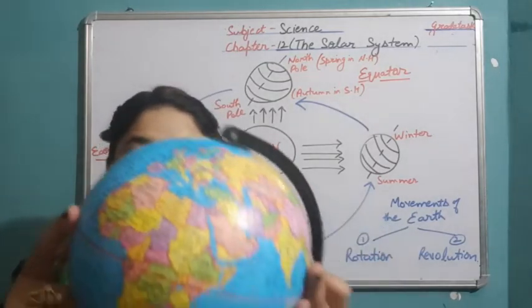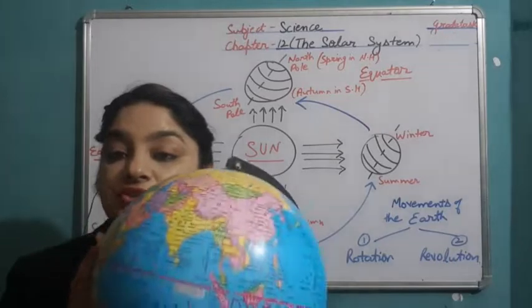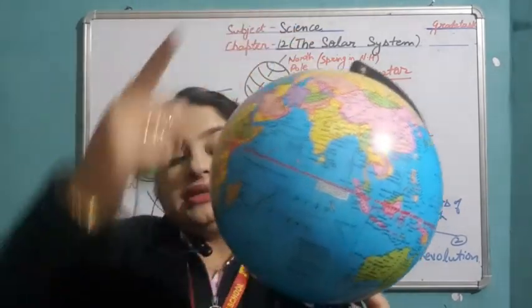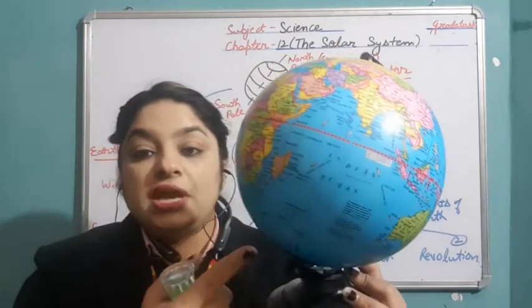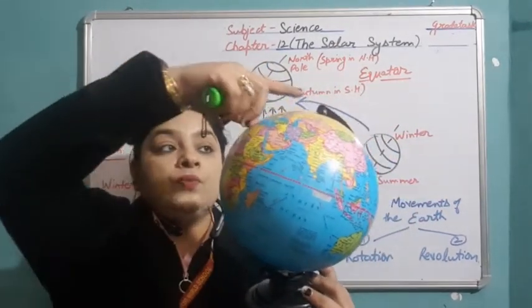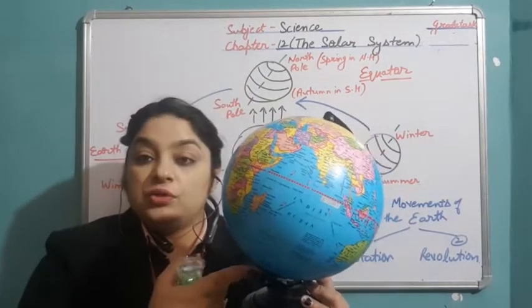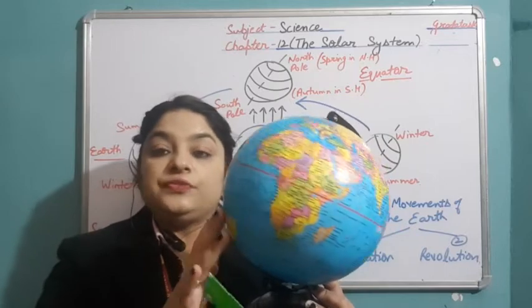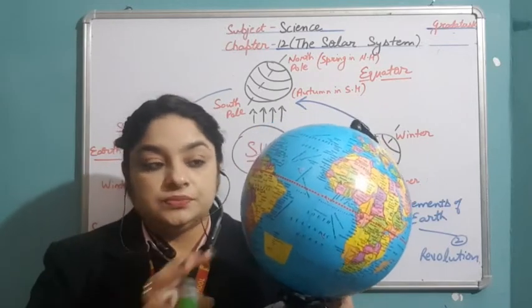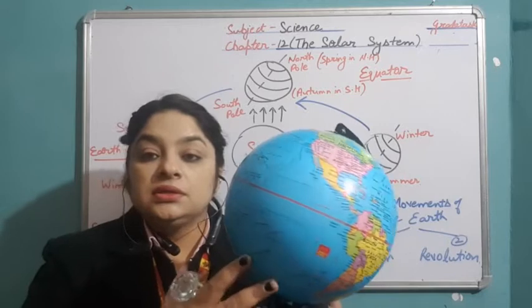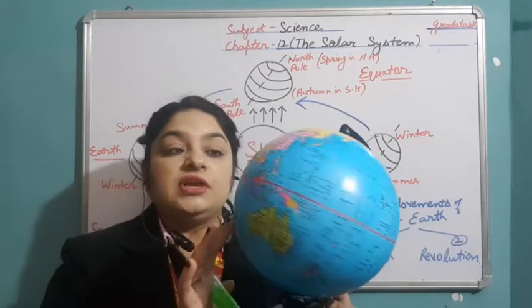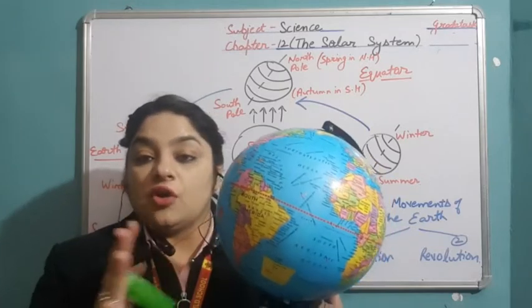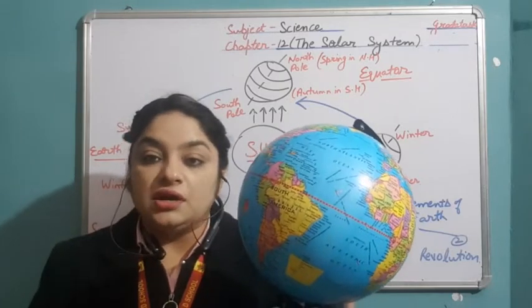What is axis? Axis is a kind of imaginary line which is passing through this, this is north pole and this is the south pole of the earth. So the imaginary line which is passing through north pole and the south pole is called axis. And earth is moving on its own axis from west to east, like this. This type of movement of the earth is called rotation of the earth.